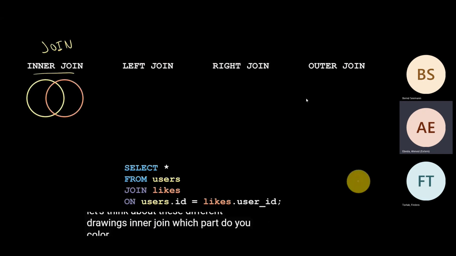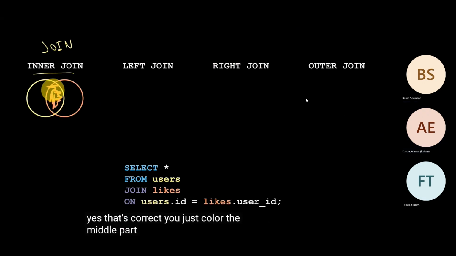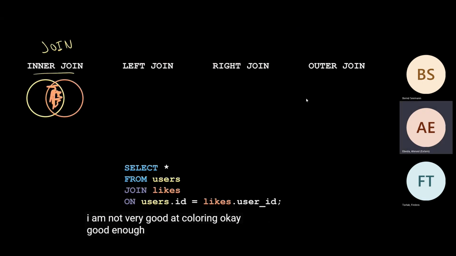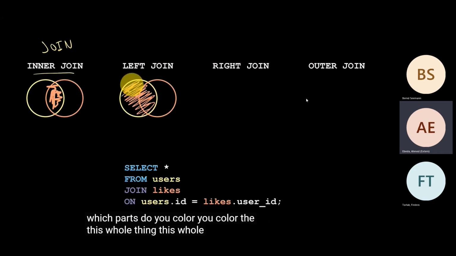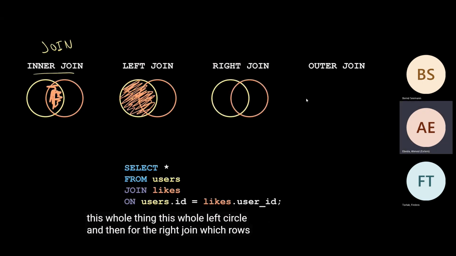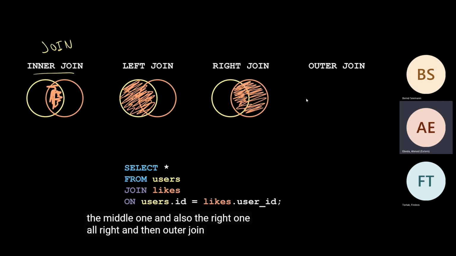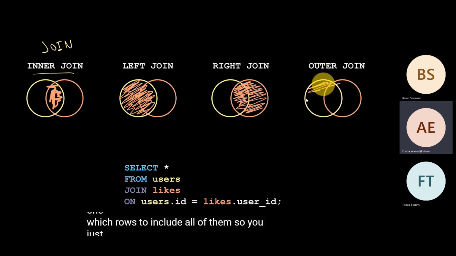Last reminder, just for fun, let's think about these different joins. Inner join, which part do you color? Yes, that's correct. You just color the middle part. I am not very good at coloring. Okay, good enough. Left join, which parts do you color? Do you color this whole left circle? And then for the right join, which rows do you include? The middle one and also the right one. All right, and then outer join, the easy one, which rows do you include? All of them. So you just color the whole thing.